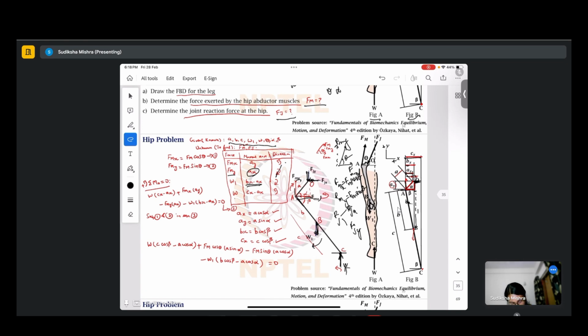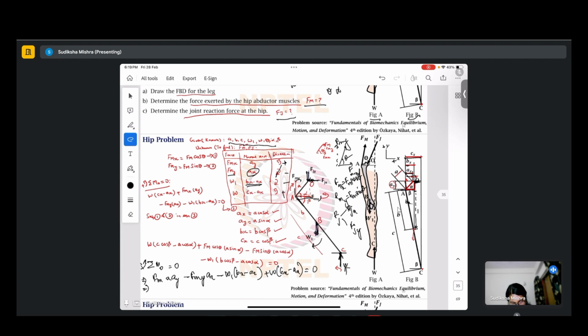Okay, now we'll write the equation. Sum of M is equal to 0. We'll consider this as positive, so this will be positive, this will be negative, negative, and positive. Basically Fmx ay minus Fmy ax minus w1 (bx minus ax) plus w(cx minus ax) is equal to 0.